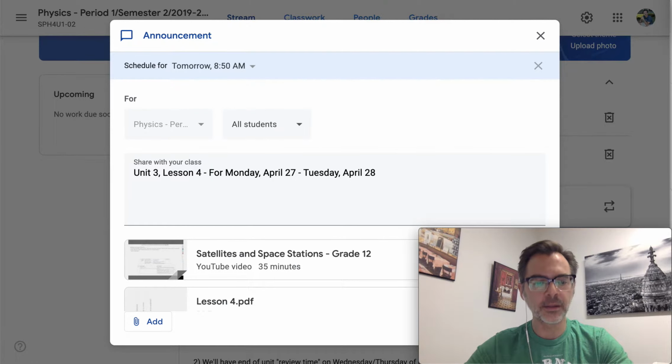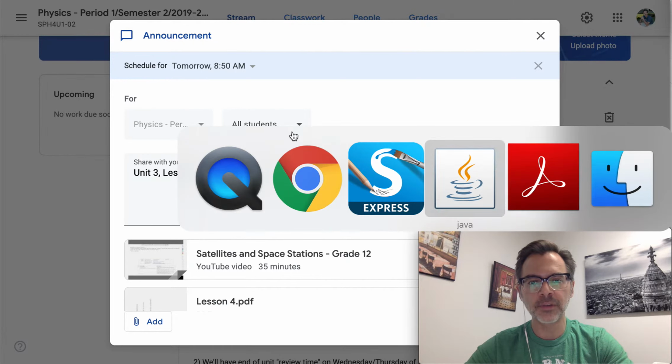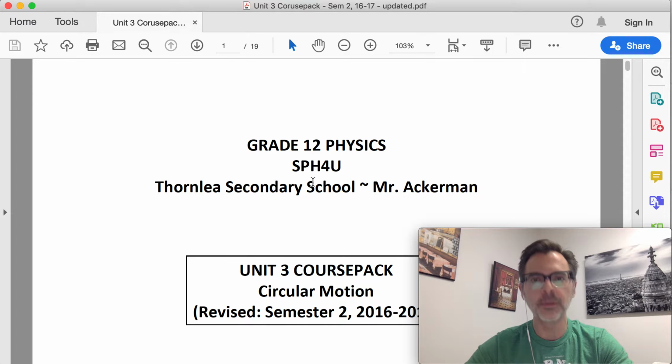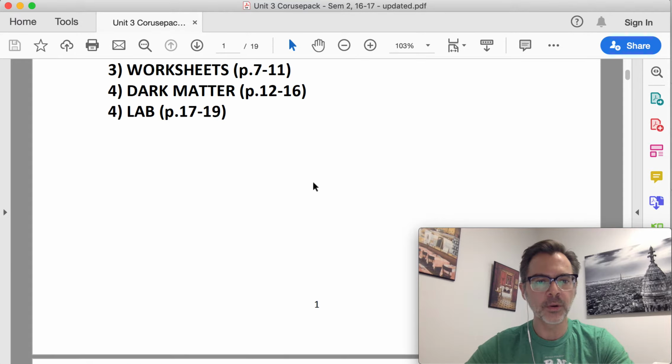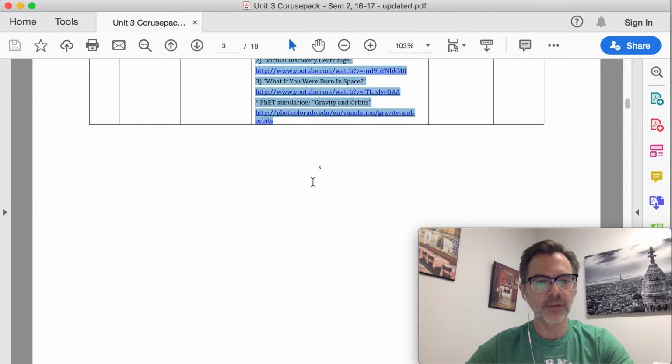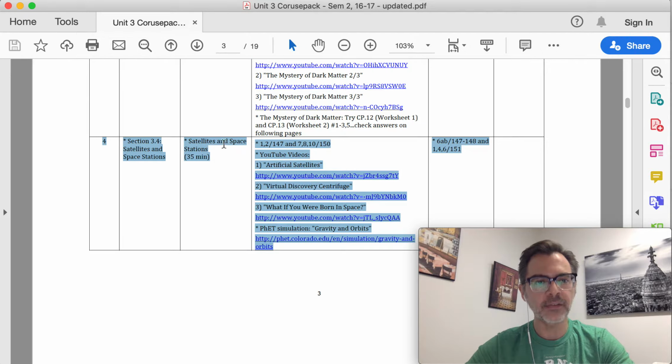Anyway, getting down to where we are in the unit schedule, let's just hop over to Adobe Reader here, scroll through the course pack, and get into the schedule. You'll see this is the last lesson before we have a review and our test. Everything that you need to know is in here, including practice problems, so make sure that you try those.